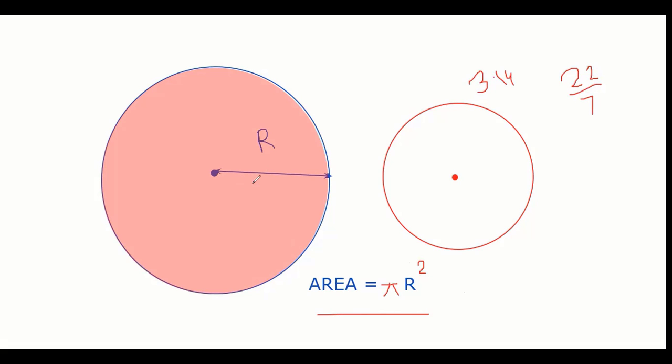So somebody says radius is 7 centimeter. So area would be pi 22/7 into r square. R is 7, so 7 into 7. Square means 7 into 7, right? So this cancels. Area is 22 into 7, which gives 154. Area is 154 square centimeter.